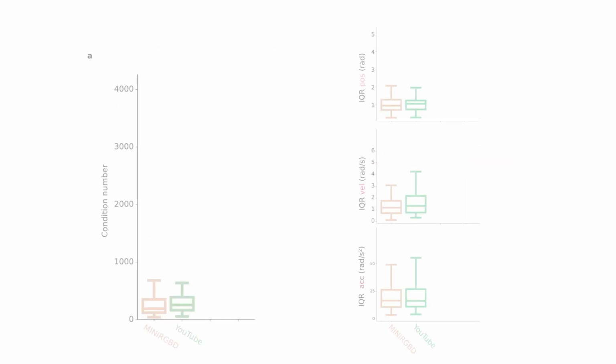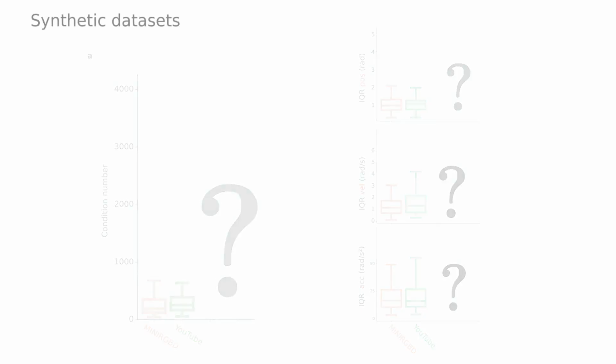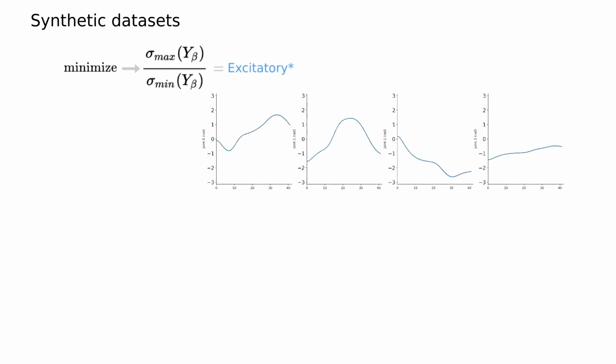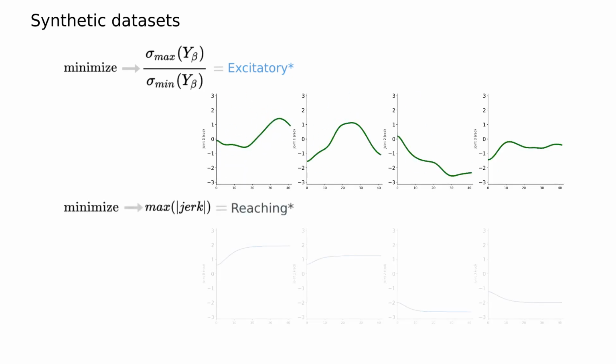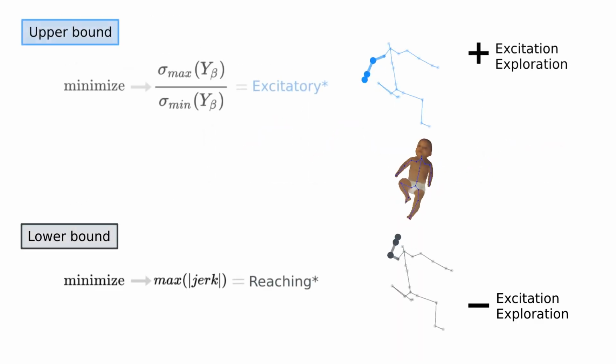However, a lack of comparative data hindered our ability to understand the extent of exploration in infant spontaneous behavior. To address this, we created two synthetic datasets. First, the excitatory set, designed to maximize dynamic excitation by optimizing the condition number. Second, the reaching-like set, optimized to resemble mature reaching movements by minimizing jerk between arm joint positions. These datasets provide lower and upper bounds for arm dynamics exploration.